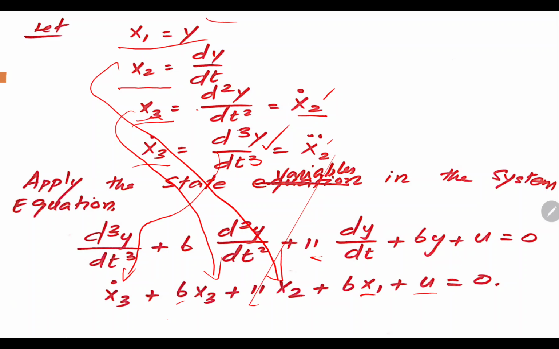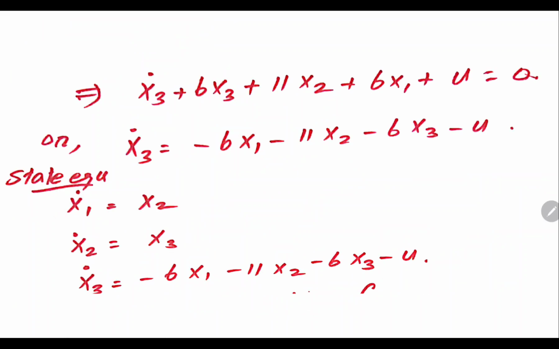So we have written the system equation in terms of state variables: x3 dot plus 6x3 plus 11x2 plus 6x1 plus u is equal to 0.